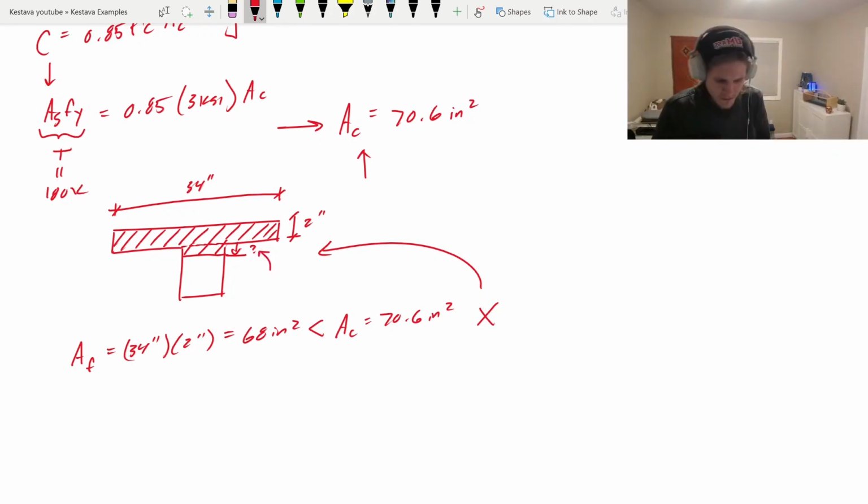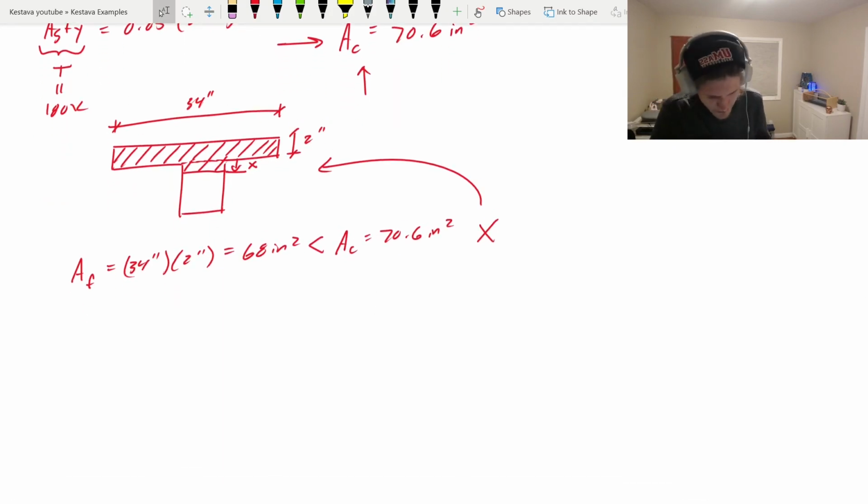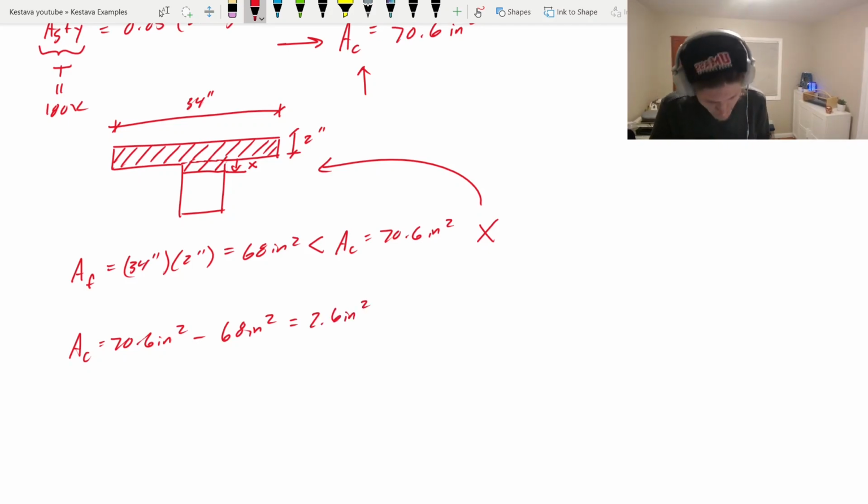Well, how far into the web from the underside of our flange do we need to go? That, again, actually is pretty easy to solve. We're going to erase the question mark, and we're going to call that X, okay? We can keep this simple just through summation of areas. So our compression block that we need, A sub C, is 70.6 inches squared. We know that the flange is 68 inches squared of that area. So if we subtract that out, that leaves us with 2.6 inches squared remaining. So that's how much area we still require.